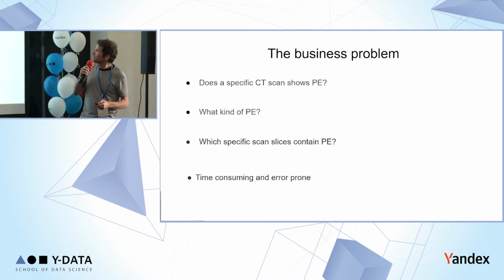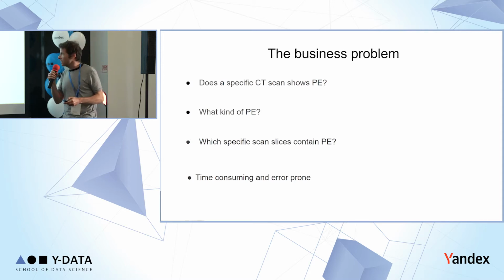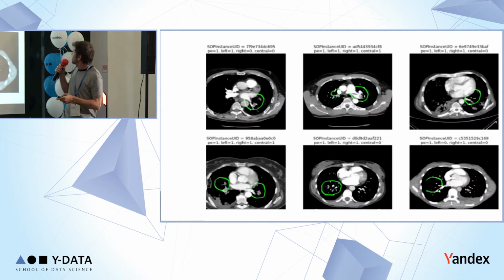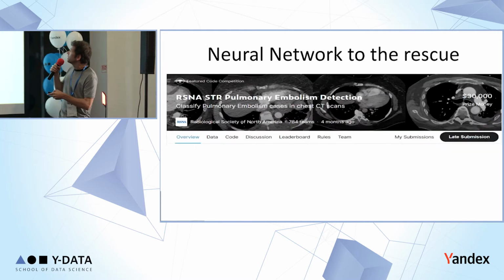So the business problem: does a specific CT scan show PE? What kind of PE? And which specific slices contain PE? This is a very time-consuming problem for a radiologist, who has to go over hundreds of slices, and the PE is found in only very few of them, and it's also very error-prone. As we can see here, sometimes it's very hard to detect the PE. It's very small and unnoticeable.